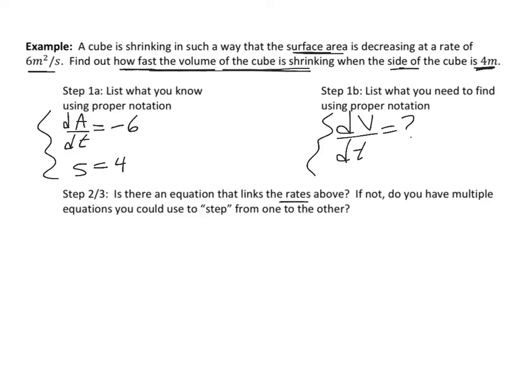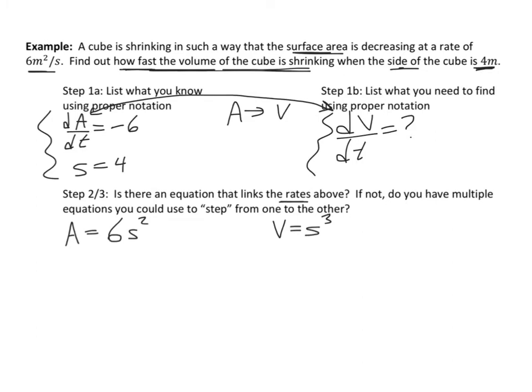Do I have an equation that links the area, which is one rate that I have, to the volume, which is the other rate that I have? And the answer is no. And we could actually make one, but I find that the computation is simpler if we don't try and make a direct equation. So instead we start thinking, well, I do have a formula for the surface area of a cube. The surface area of a cube should be 6 times the side length squared. And then I have another formula that tells me that the volume of a cube is the side length cubed.